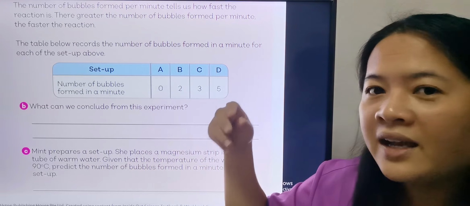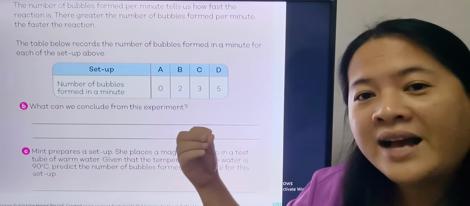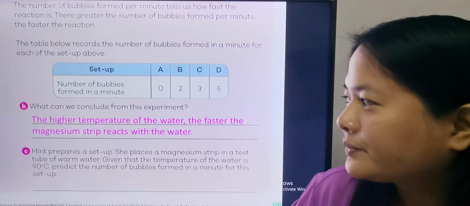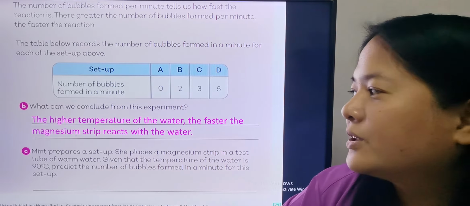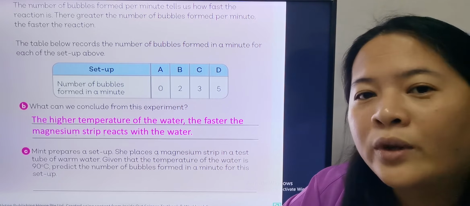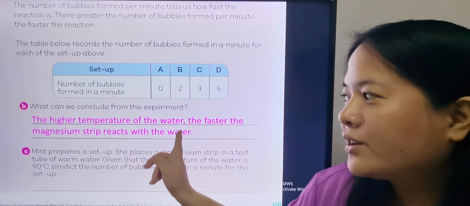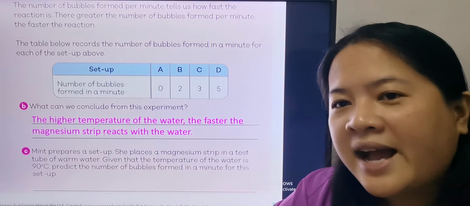So the higher the temperature is, it means that the faster the reaction is. So we can write here that the higher temperature of the water, the faster the magnesium strip reacts with the water. Okay, so this is the answer for letter B. The higher the temperature, the faster the reaction.